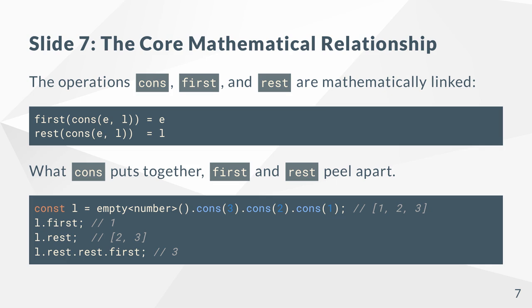The operations cons, first, and rest are mathematically linked. First of cons of E and L equals E. Rest of cons of E and L equals L. What cons puts together, first and rest peel apart. In TypeScript, calling empty.cons(3).cons(2).cons(1) creates the list 1, 2, 3. The first element is 1. The rest is 2, 3, and rest.rest.first is 3. This mathematical relationship is what makes the operations coherent as a system.